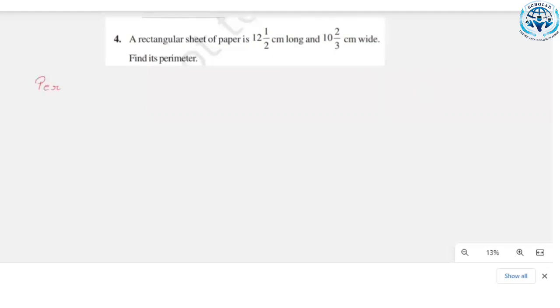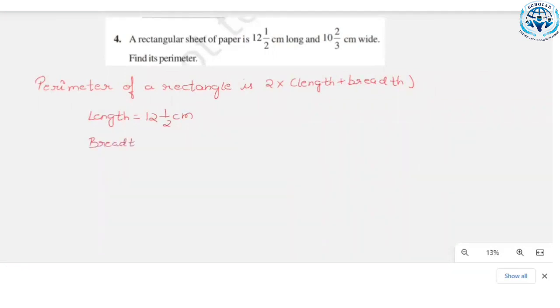Question number 4. A rectangular sheet of paper is 12 1 by 2 centimeter long and 10 2 by 3 centimeter wide. Find its perimeter. Both measurements are given in mixed fractions. We have to convert them into improper fractions first to know the length and breadth of the rectangular sheet of paper. The perimeter of a rectangle is 2 into length plus breadth. It is the formula. We will put both the measurements in the formula to find out the perimeter of the sheet of paper. Length is 25 by 2, breadth is 32 by 3.